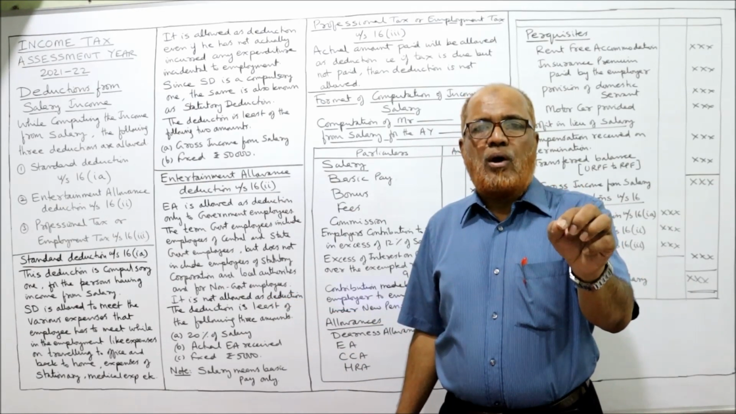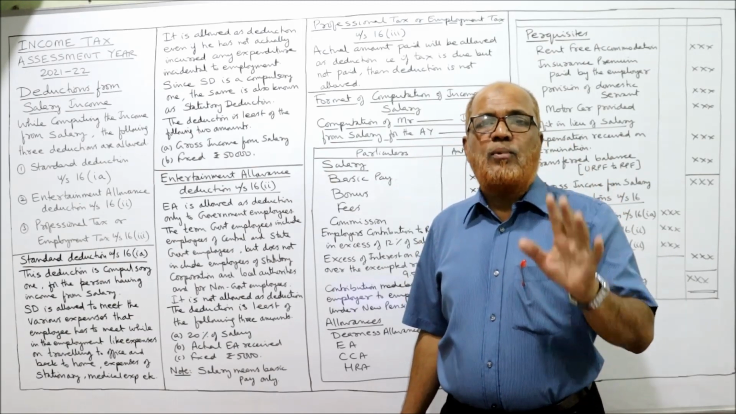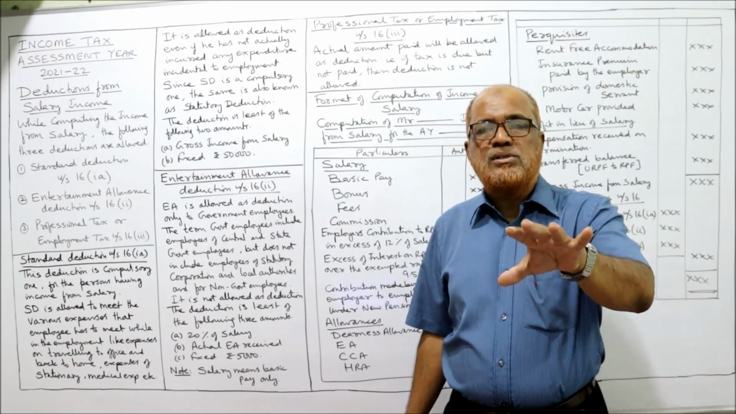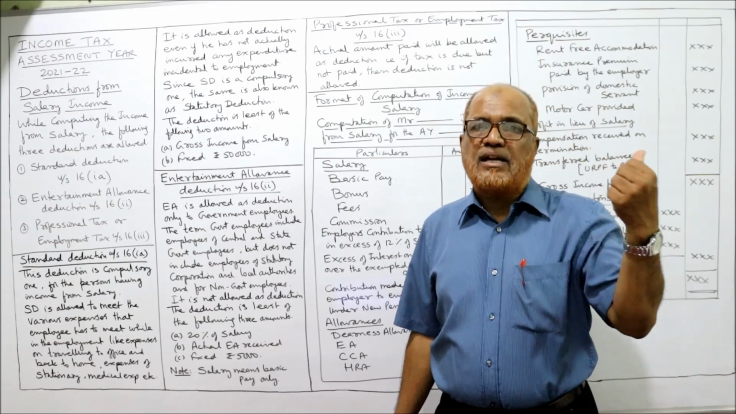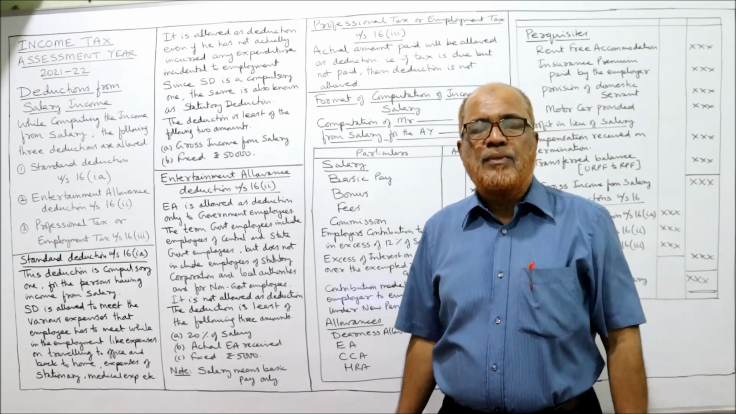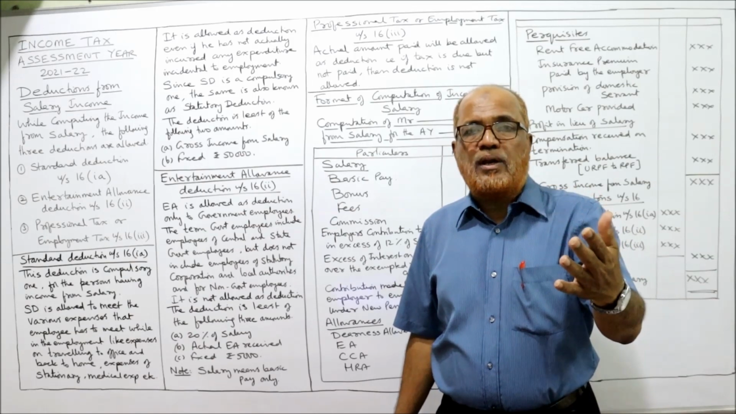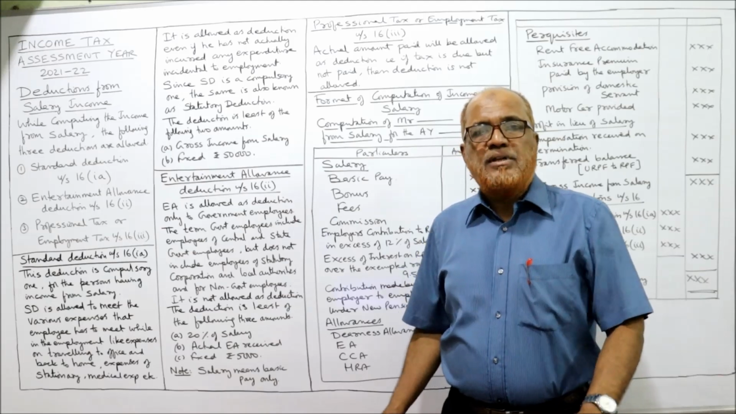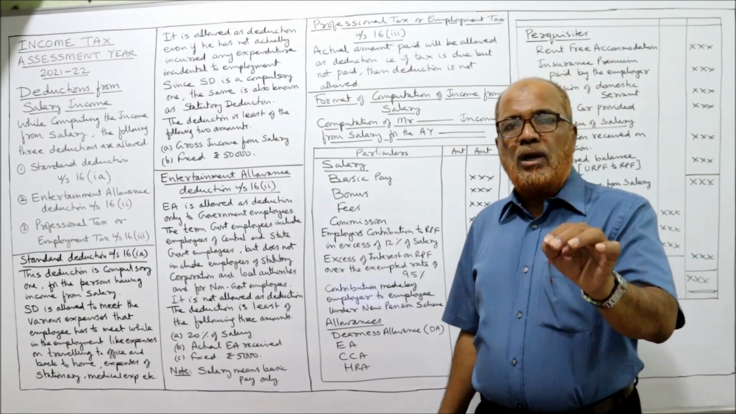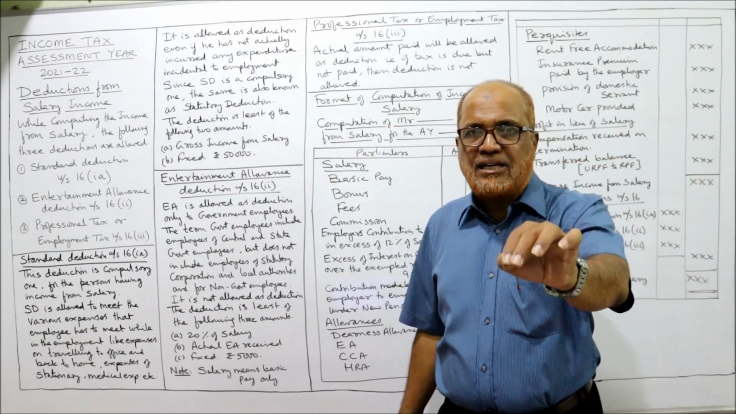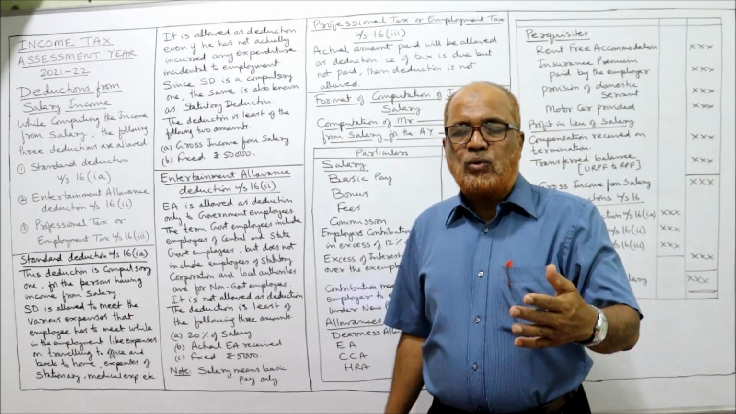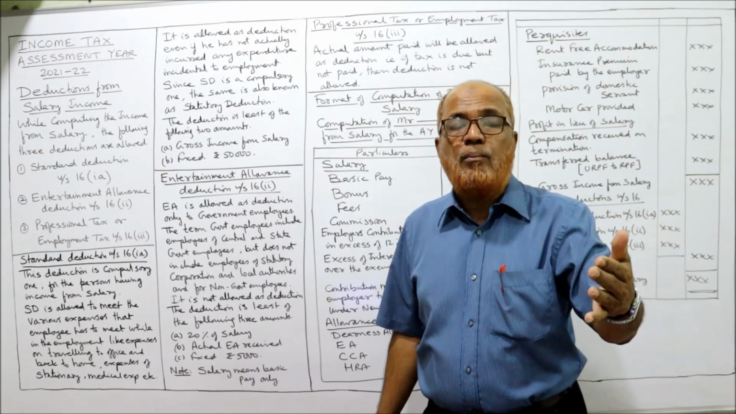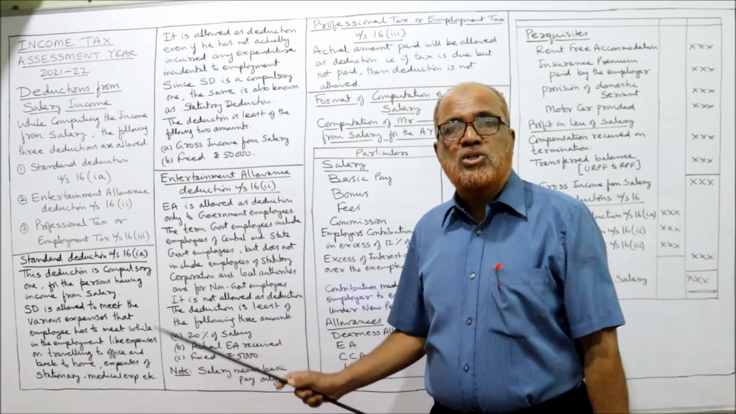And EA deduction will be allowed only for government employees. Government employee means an employee of the central government or state government, but does not include the employees of statutory corporations or local bodies or non-government employees. That means this EA deduction will be allowed only for central government employees and state government employees. For employees of statutory corporations, local bodies, municipal authorities or non-government employees, no EA deduction will be allowed.